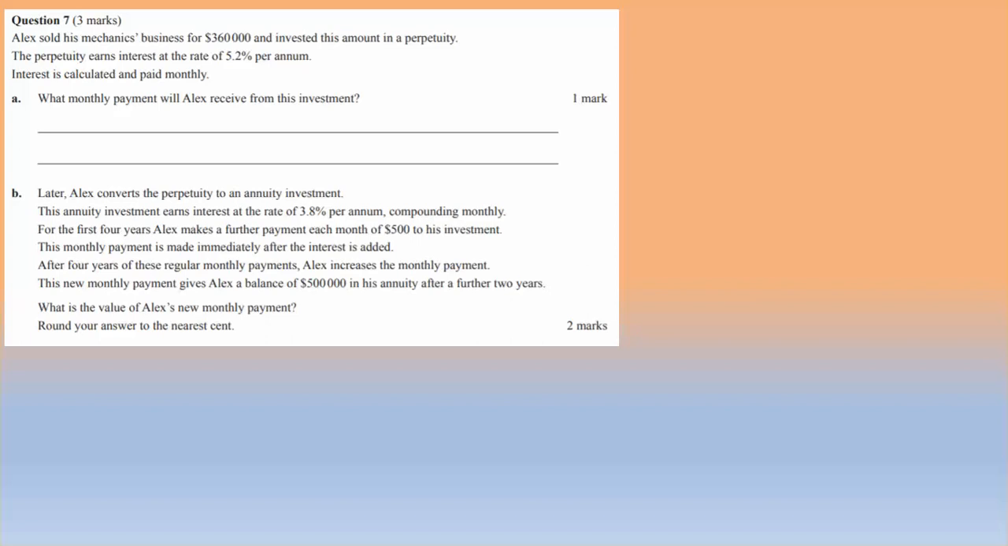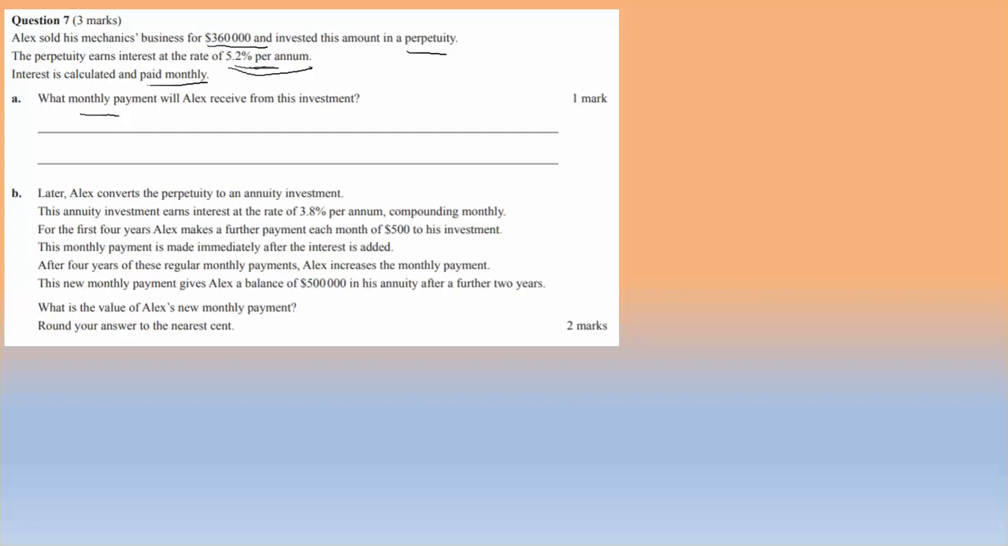Question 7. Alex sold his mechanics business for $360,000 and invested in a perpetuity. The perpetuity earns interest at a rate of 5.2% per annum. Interest is calculated and paid monthly. What monthly payment will Alex receive from this investment?